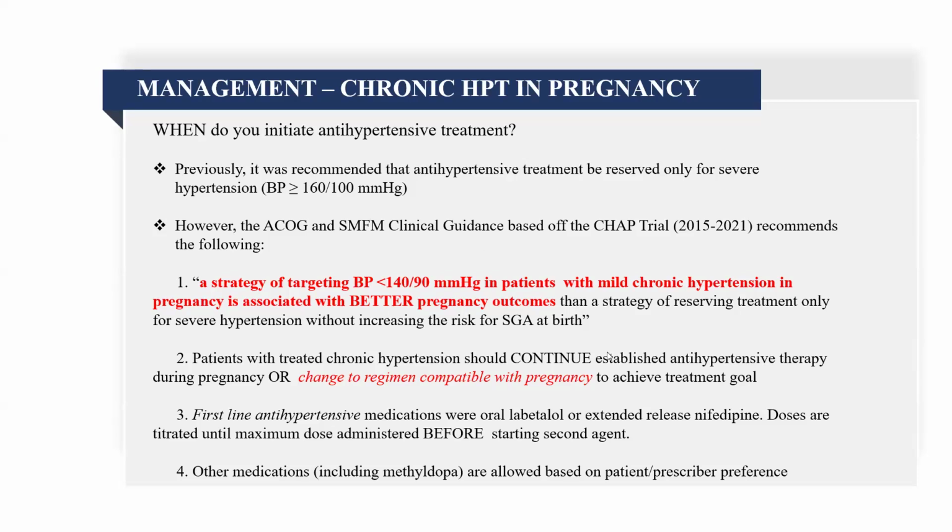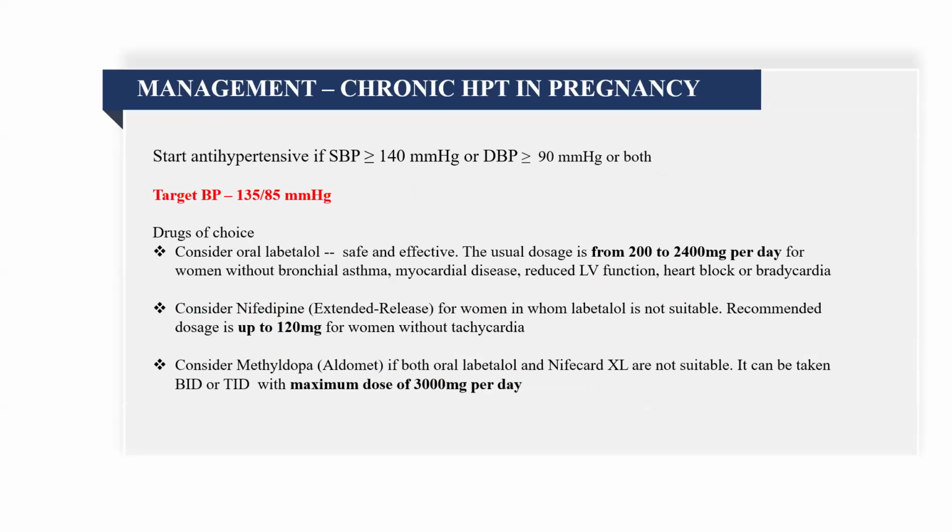based upon patient and prescriber preferences. So we start the antihypertensive therapy when the systolic blood pressure is at least 140 millimeters of mercury, or the diastolic pressure is at least 90 millimeters of mercury, or both. Our target BP that we are looking at is 135/85 millimeters of mercury.